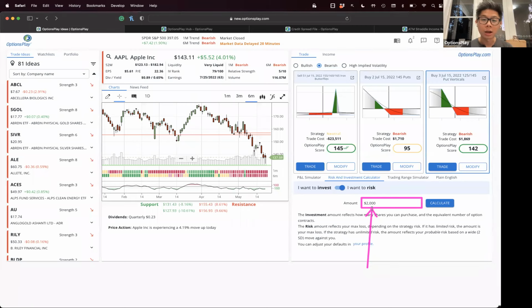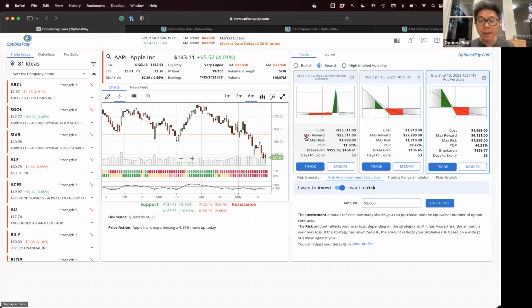So 2% of a $100,000 portfolio is $2,000. This automates this process for me. So when I click on the calculate button, it automatically lets me know that I can sell 51 contracts of this iron butterfly. I can buy 2 contracts of the put, and I can buy 3 contracts of the put vertical. All of these 3 strategies will have a max risk of just shy of $2,000. This way, I don't have to manually figure out every single time I place a trade how many contracts I can trade. I know that this tool instantly calculates it for me based on my risk tolerance.